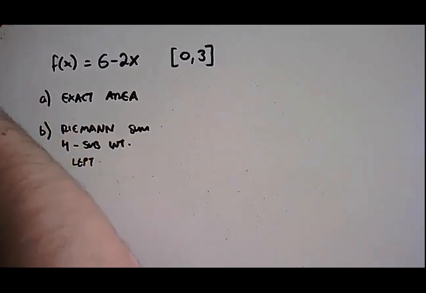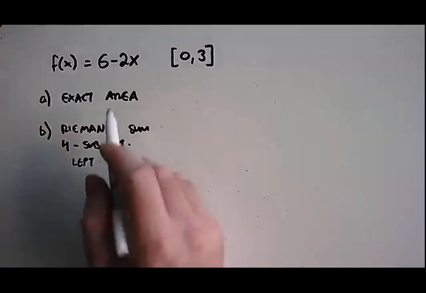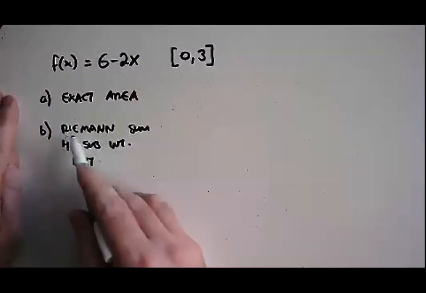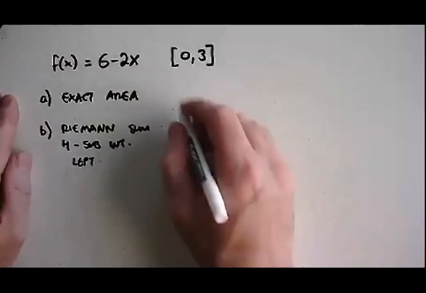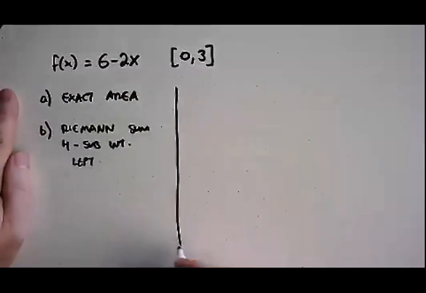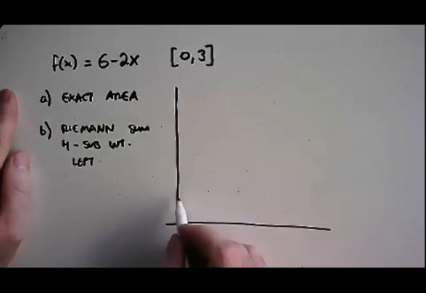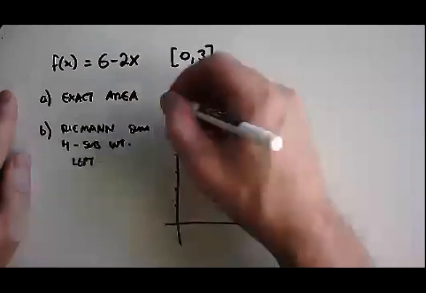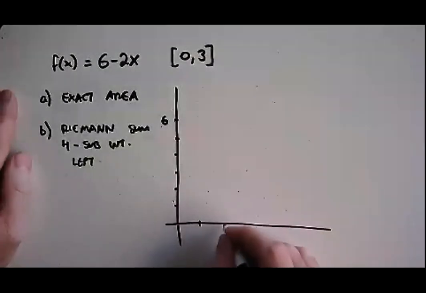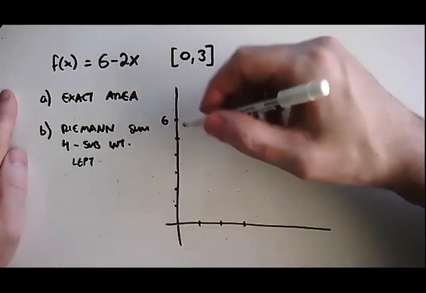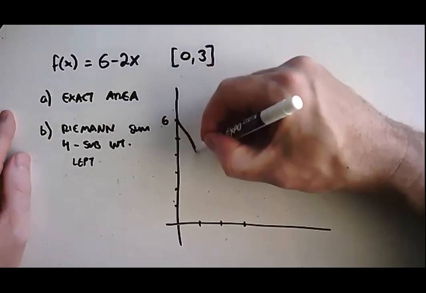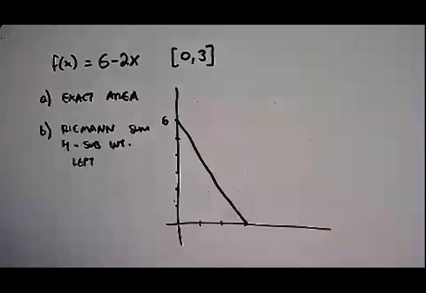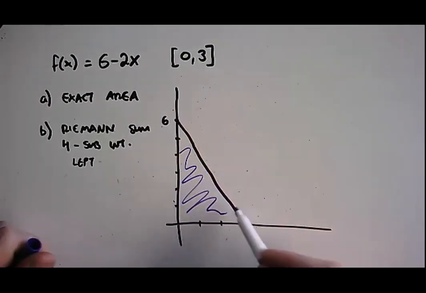That's great. Okay, so here is our function. We want the exact area, and then we want a Riemann sum using 4 intervals with a left endpoint. So let me copy that function over here. We had y-intercept 6, so 1, 2, 3, 4, 5, 6. And then our interval was from 0 to 3. And so our function was just this line segment. And the region that we're looking for is right here.